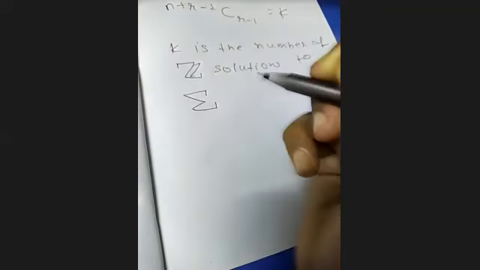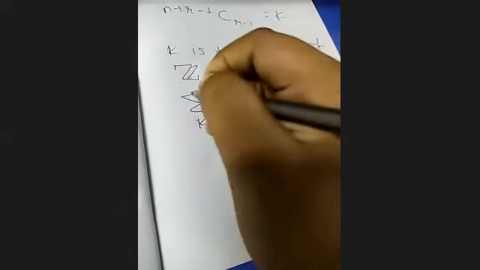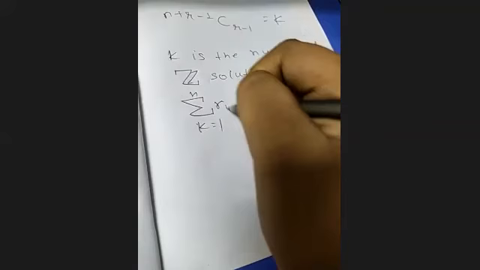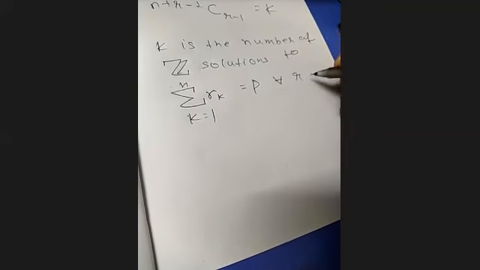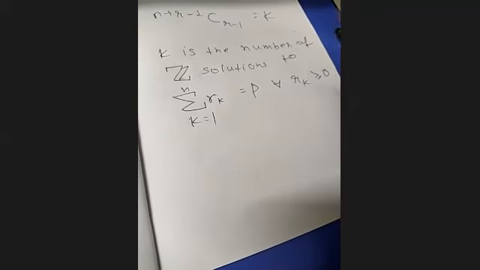Integral solutions. So the heading may seem complex, but I will explain it easily. Don't worry. The sum from 1 to n of rk equal to p, for all rk greater than or equal to 0. So this is a necessary condition.